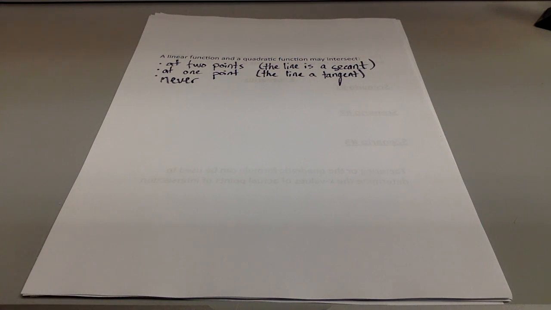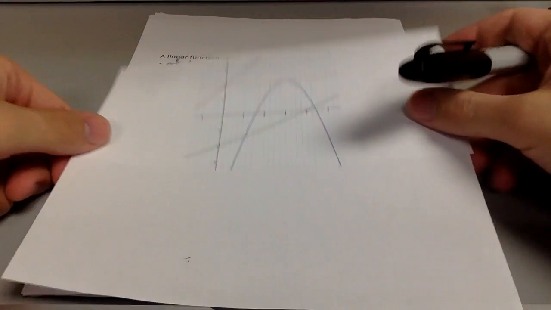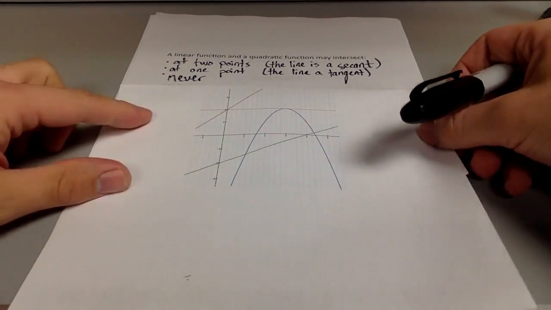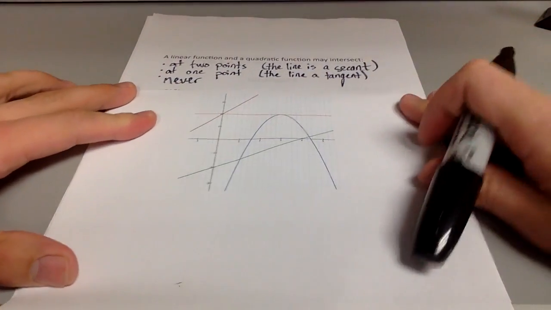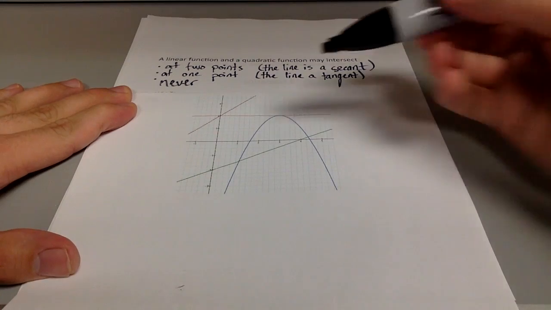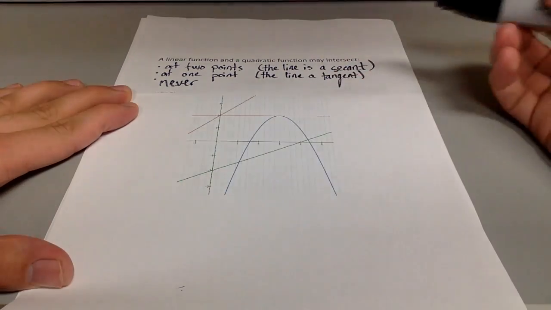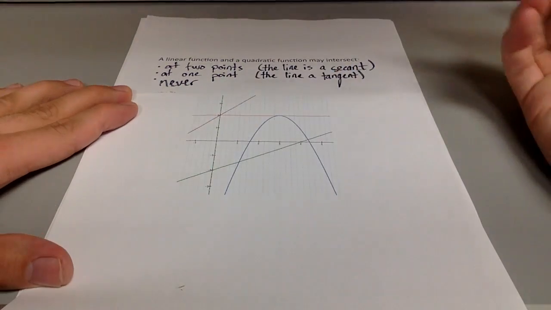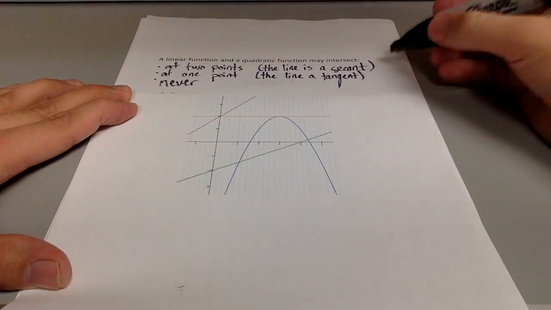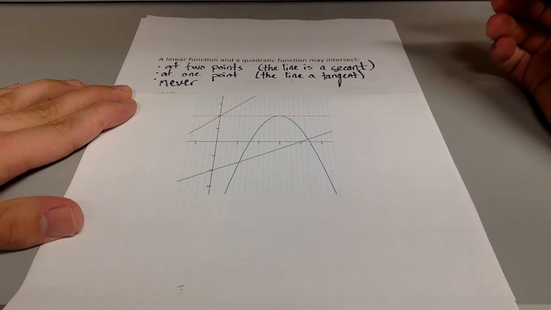So what I've got here, I've just graphed on the graphing calculator, which you can find on your Mac. I've graphed these three scenarios. Hopefully you can see that okay. What I have here is my quadratic function, and I've graphed three separate linear functions. Each one represents one of the three scenarios.